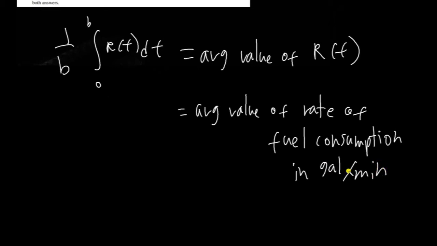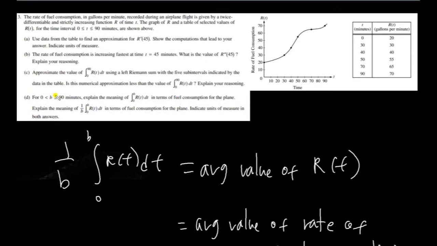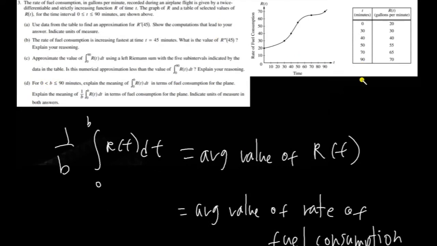And this is what you say for your explanation, basically. 1 over b times the integral from 0 to b is the average value of the rate of fuel consumption in gallons per minute. And if you want, you can say it's in the first b minutes, because that's why there's a mention of b. Since they're giving us this extra variable b, you might want to mention b in both your answers, just to make sure you're dealing with the information they give you.